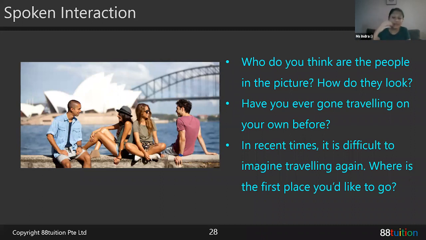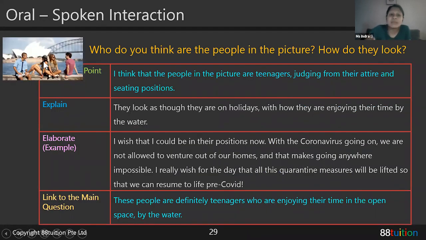Before I even share my answers, students, anybody who wants to volunteer any of the answers, you just want to share your thoughts about any of these questions, just raise your hand and we can discuss it first. If there's nobody, then I will go through my answers. Nobody? Okay, then I'll just go through my answers, in the PEEL format, right?